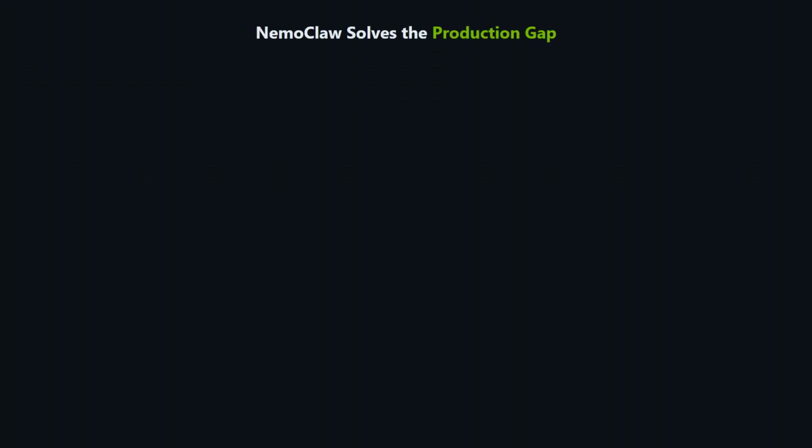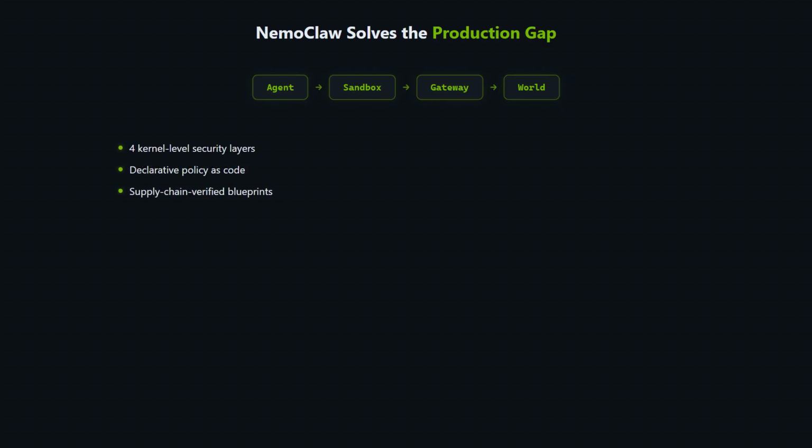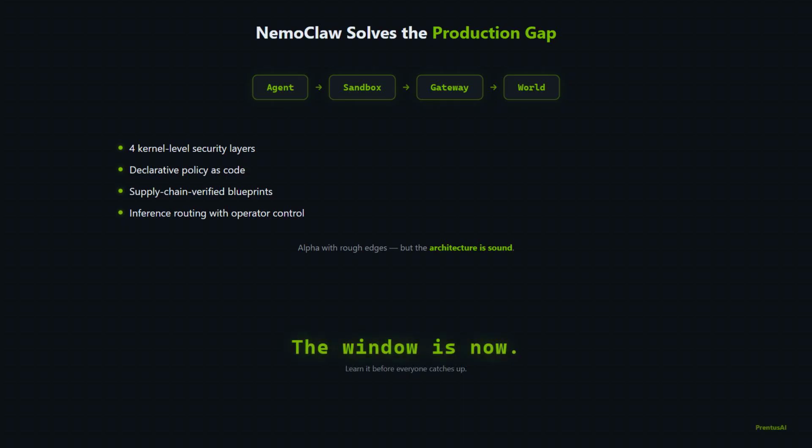So to bring it all together, NemoClaw solves the exact problem that's been keeping OpenClaw out of production environments. You've got four kernel-level security layers, declarative policy management, supply chain verified blueprints, and an inference routing architecture that gives operators real control over where their data flows. It's alpha, and it absolutely has rough edges. But the architecture is sound, the backing is serious, and the window for learning this stack is right now, before everyone else catches up.